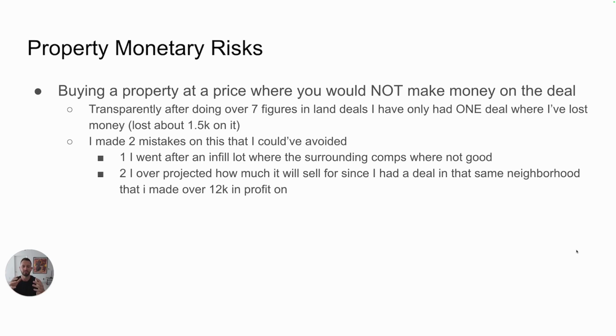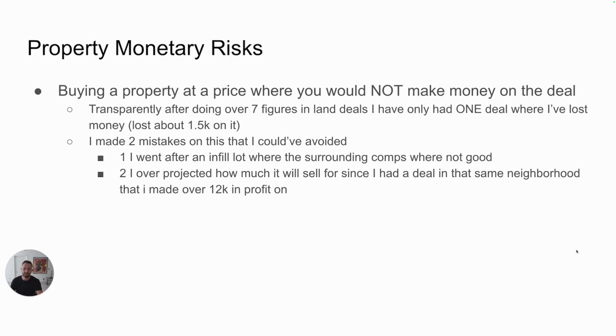Number one, I went after an infill lot where the surrounding comps were not good. What an infill lot is, it's just a lot that's one acre or under, and the only thing it's meant for is to be built on. I'm not saying infill lots are bad. I don't think they're great for beginners because they do hold more risk, because if you mess up, you can really mess up on them. But the biggest problem with them is the comps. What they're worth can vary wildly based on what part of the neighborhood they're in. As I'm about to show you, simply being on a different street in a neighborhood can drastically affect the price, from the point of it being unprofitable to it being a profitable deal.